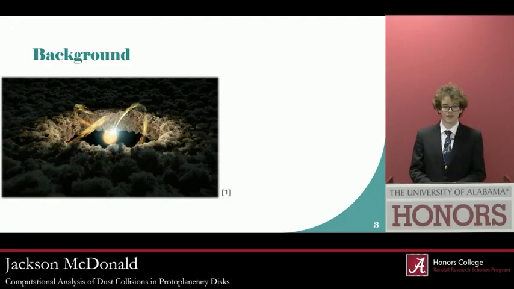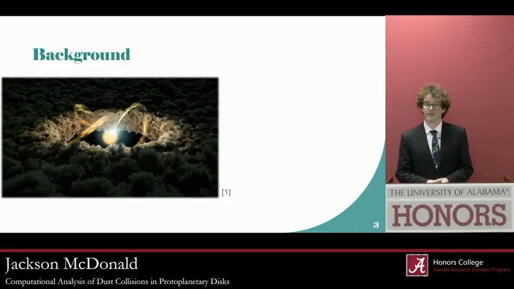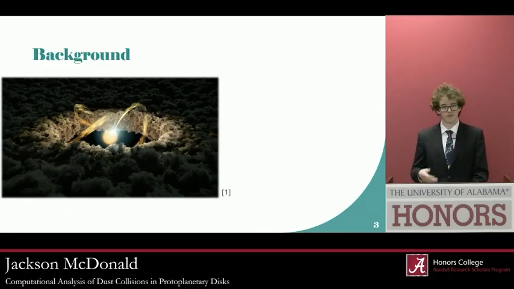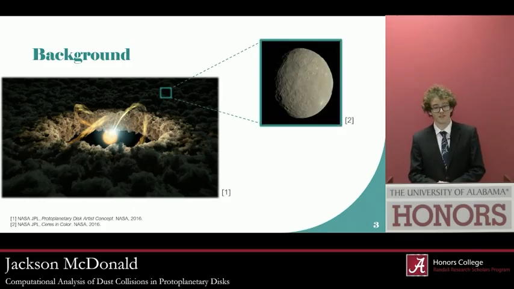what's known as a protoplanetary disk. You can see an artist rendering on the slide before you. We see evidence of these disks, and in fact, we see these disks around other stars, and we know our own solar system had one. We also know that kilometer-sized objects can form in these protoplanetary disks.